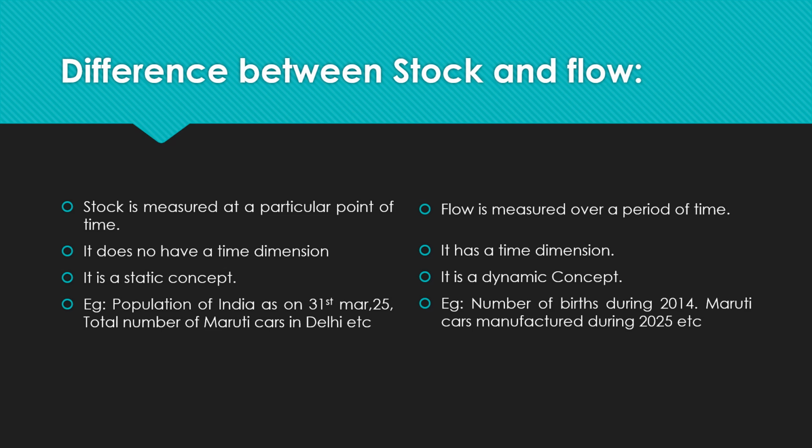Similarly, flow concept, number of births during 2014. So during means entire year I am checking. Maruti cars manufactured during 2025 means entire year I am checking. So when the whole process or time dimension is given to me, it becomes flow. While on a particular day or point when we are checking something, it is stock.